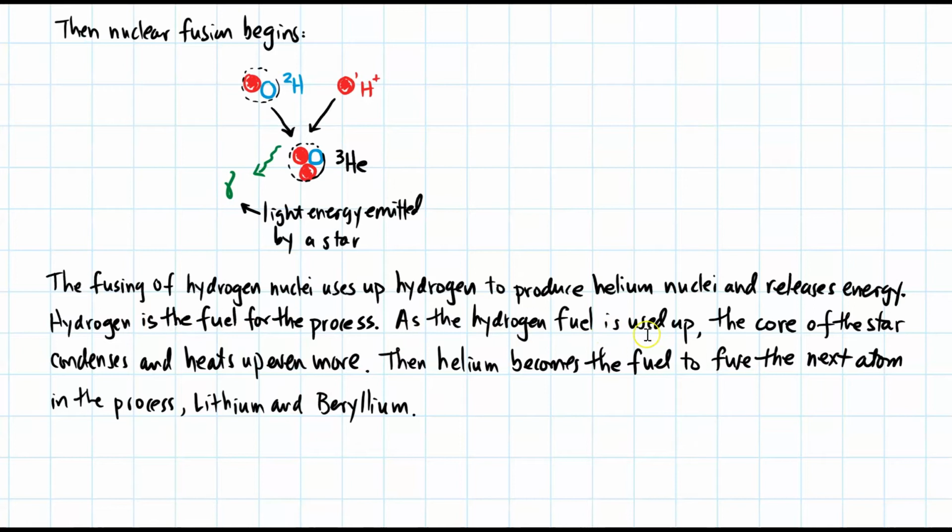As the hydrogen fuel is used up, the core of the star condenses and heats up even more. Then helium becomes the fuel to fuse the next atoms in the process, like lithium and beryllium. But you need higher heats in order to fuse helium, which is a bigger atom than hydrogen.